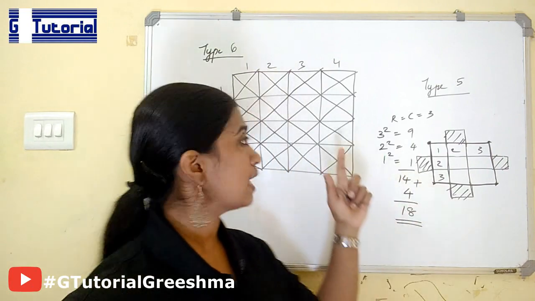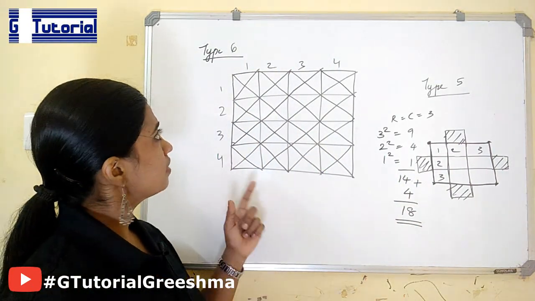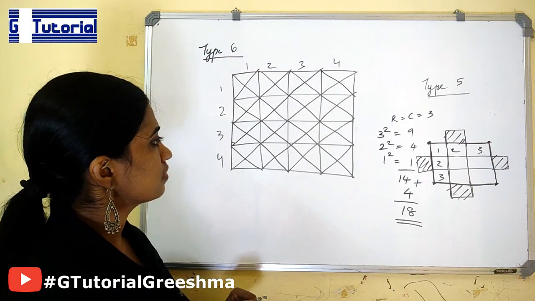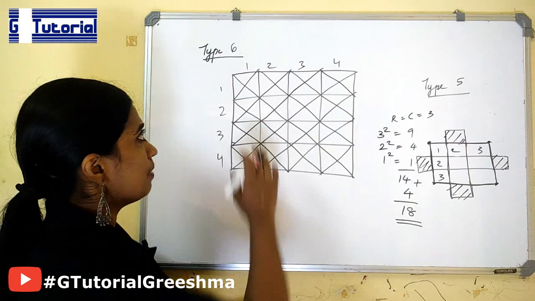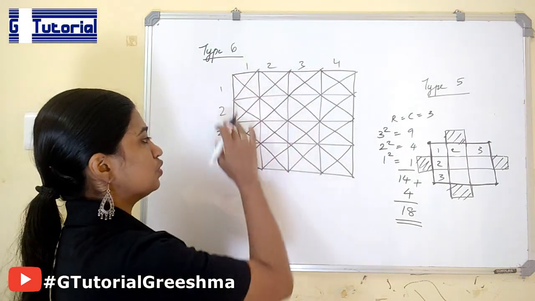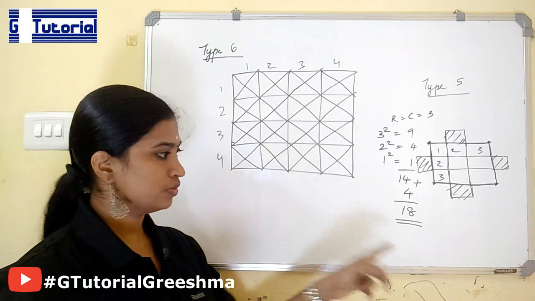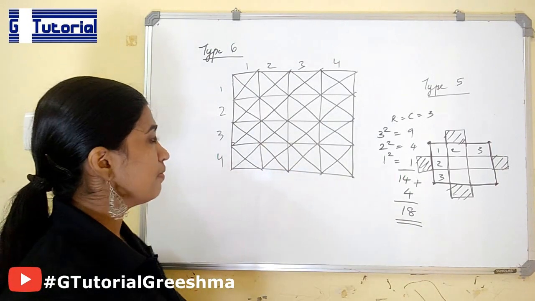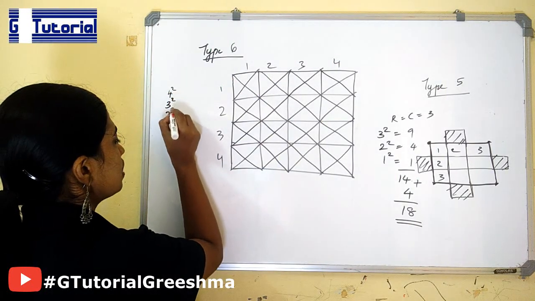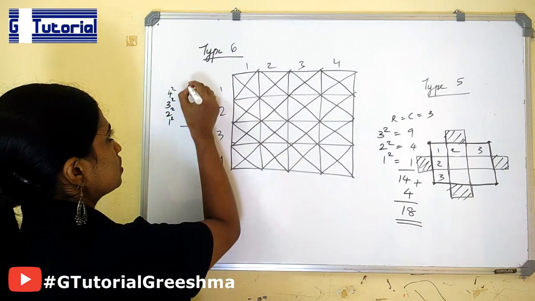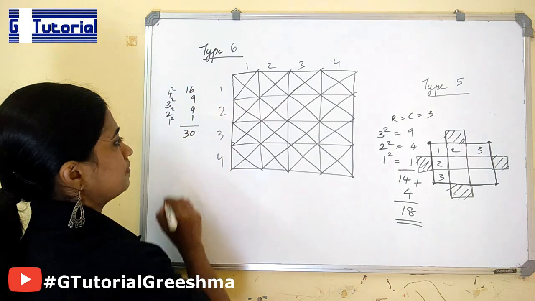Now we can see the type 6. This is the type 6 question. Here we can see that this is a complex figure. So if your numbering is 1, 2, 3, 4, 1, 2, 3, 4, we are using the type 2. That is this method. Then the number of squares is 4 square plus 3 square plus 2 square plus 1 square. So 16 plus 9 plus 4 plus 1, which is 30.